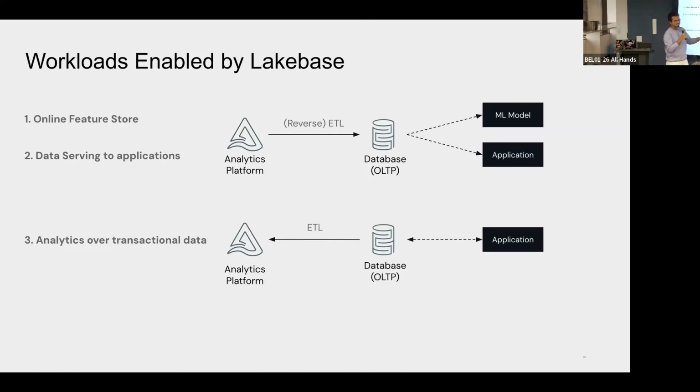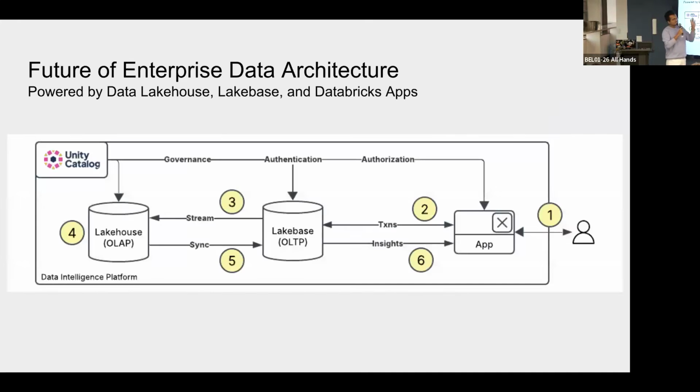The third one, I think we have already seen this. You have your analytics platform. You have some application generating some data and storing it in OLTP. You want to pull that data from the OLTP system and process it. Nothing fancy there.